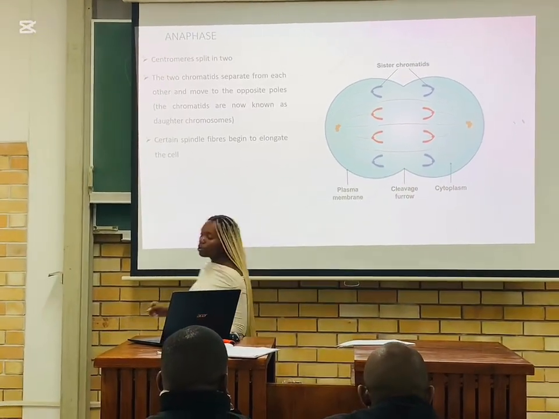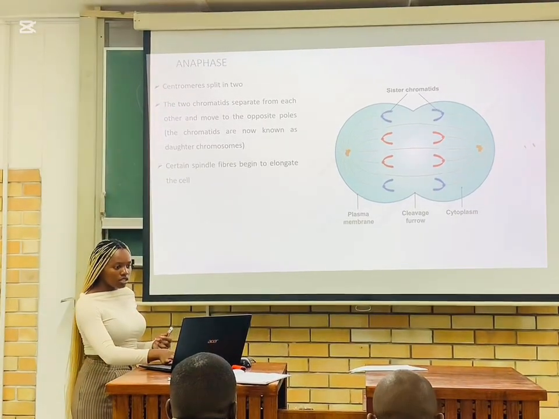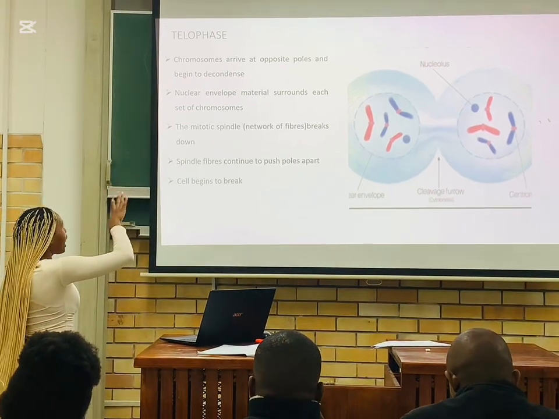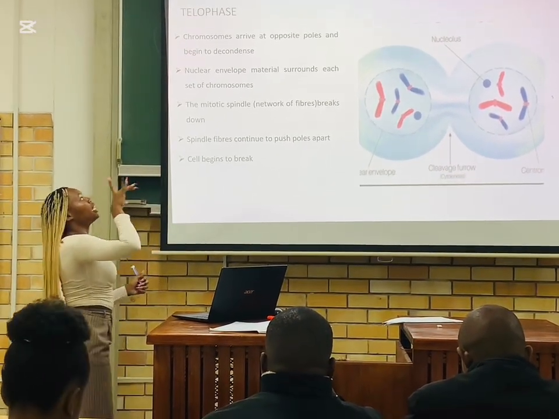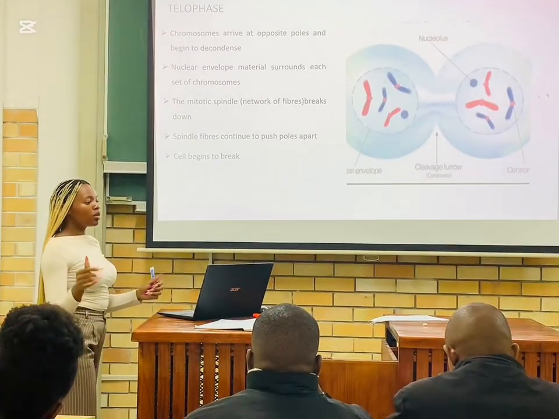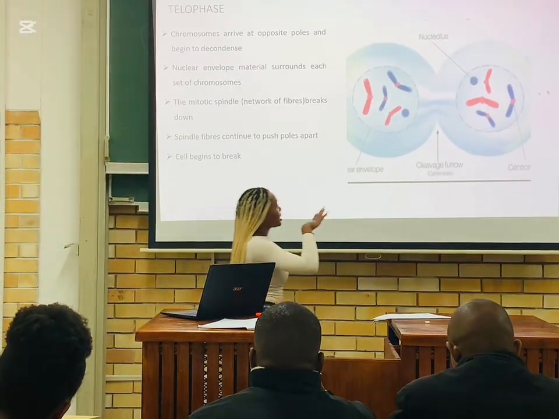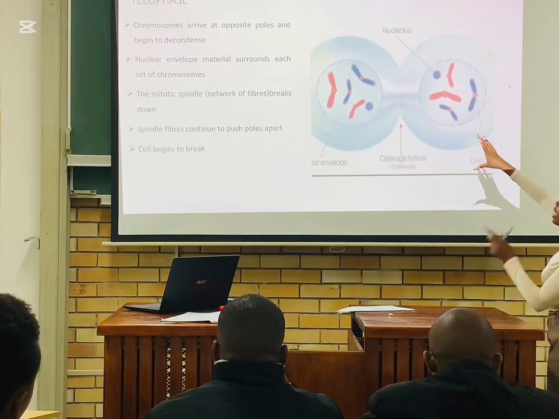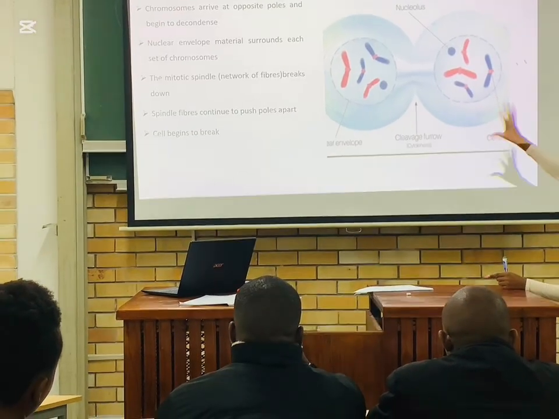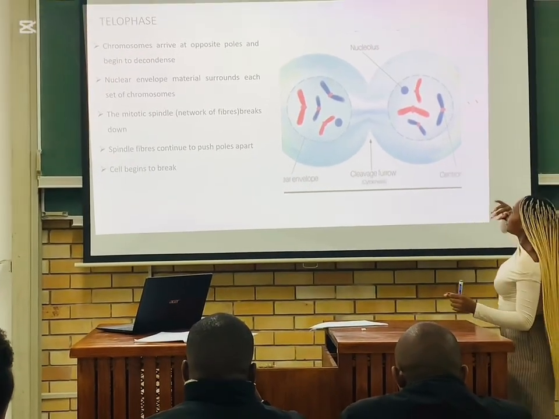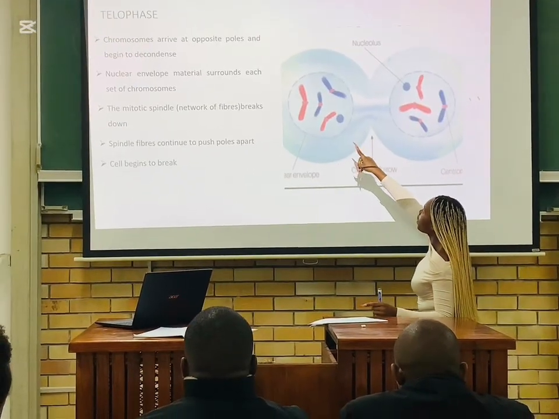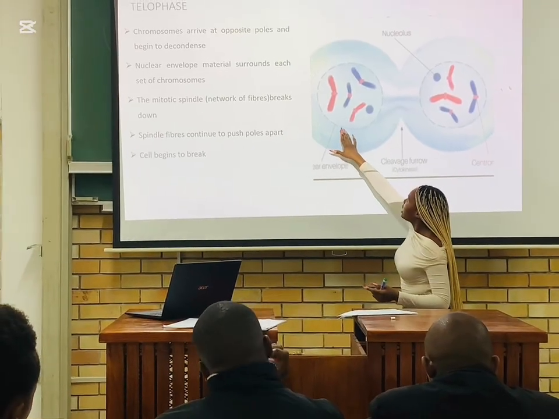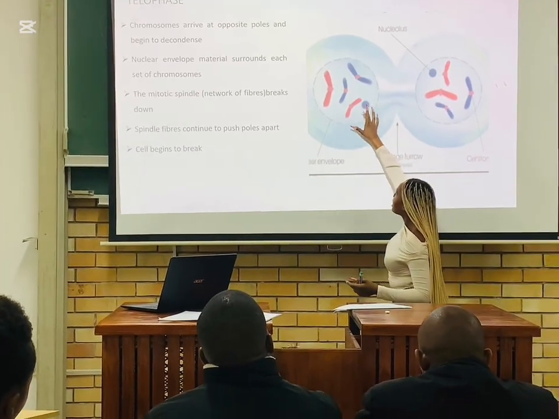Now let us move to the last stage of mitosis, which is telophase. In telophase, chromosomes arrive at the opposite poles and begin to decondense. If you remember correctly, at prophase we said that our chromosomes condense and become visible. Now at telophase, after they arrive at the opposite poles, they decondense. And then we have nuclear envelope material which surrounds each set of chromosomes. At prophase we said that the nuclear envelope and the nucleolus disappear.